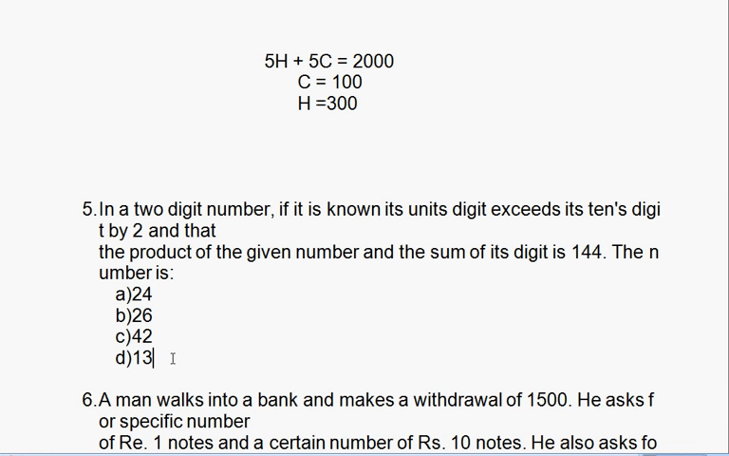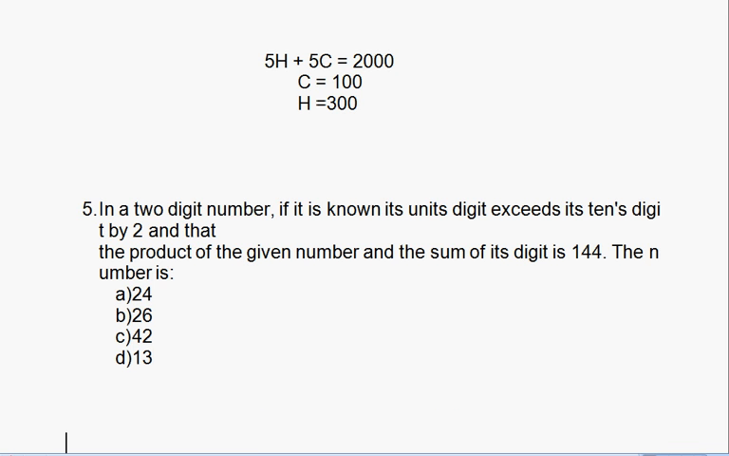In a 2-digit number, it is known that its unit digit exceeds its tens digit by 2, and that the product of the number and the sum of its digits is 144. Let's solve it by options. The first statement says the units digit exceeds the tens digit by 2. So this might be possible, here not possible, here not possible, and here this might be possible. So we have A and D as probable answers.